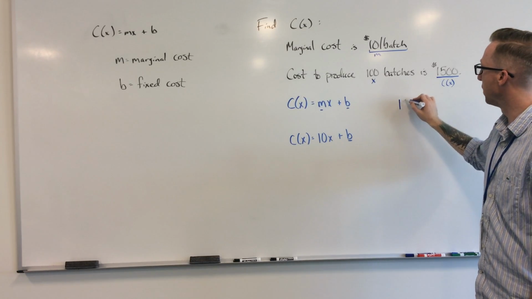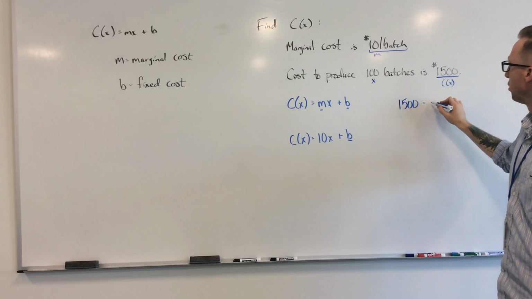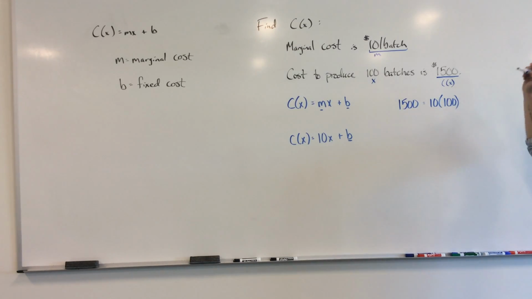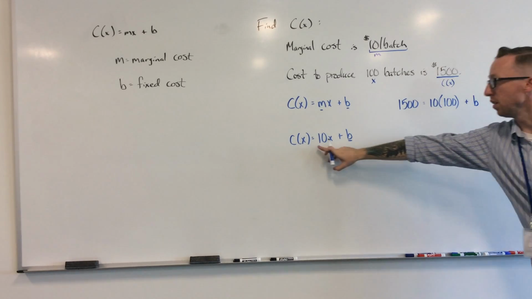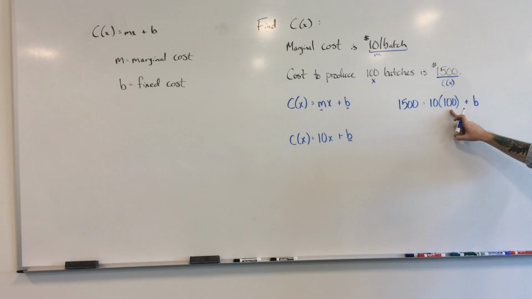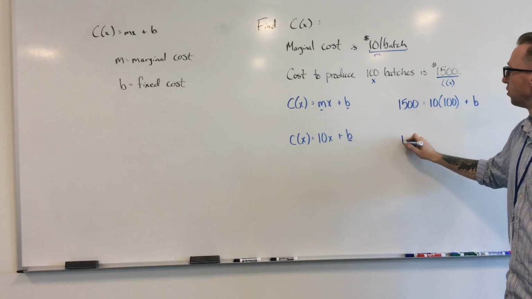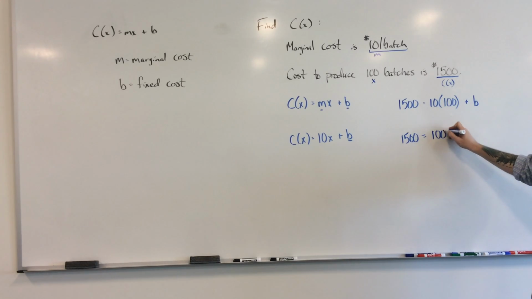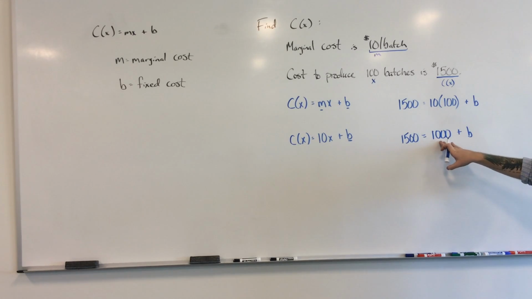So C of x, $1,500, equals 10 times 100 batches, plus b. Once again, I replace C of x with $1,500, our cost, and our x with 100, how many batches we're producing. Let's solve for b, our fixed cost. So 1,500 equals, well, 10 times 100, that's 1,000, plus b. 1,500 is equal to 1,000 plus b.